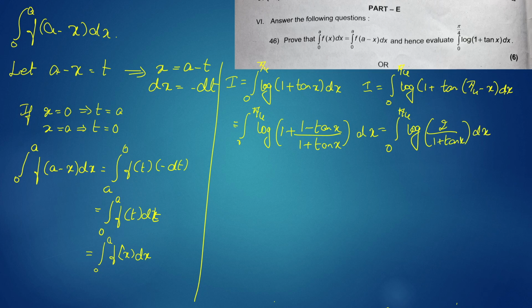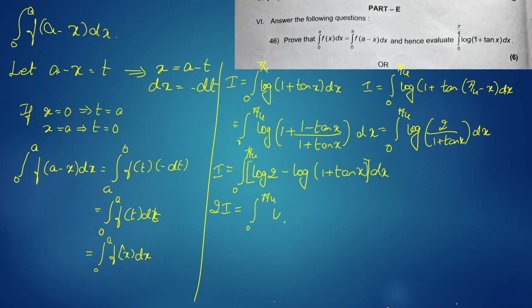This can be written as integral 0 to pi by 4 log 2 minus log of 1 plus tan x into dx. This is also I. The given question was also considered as I. If we add those two equations, we get 2I is equal to integral 0 to pi by 4 log 2 into dx, because log of 1 plus tan x and log of 1 plus tan x will get cancelled.